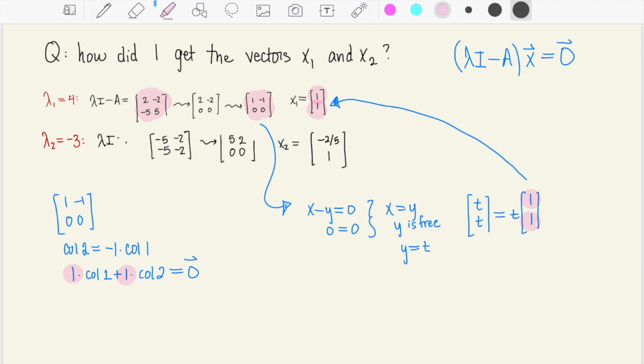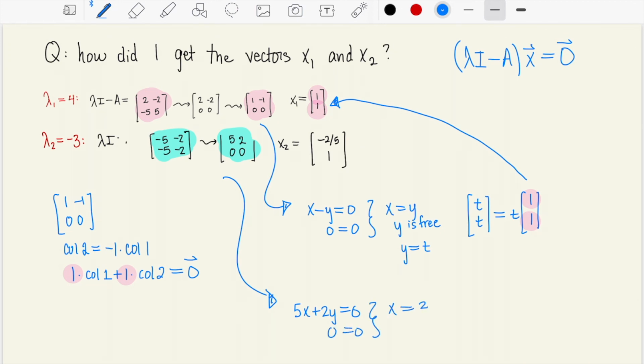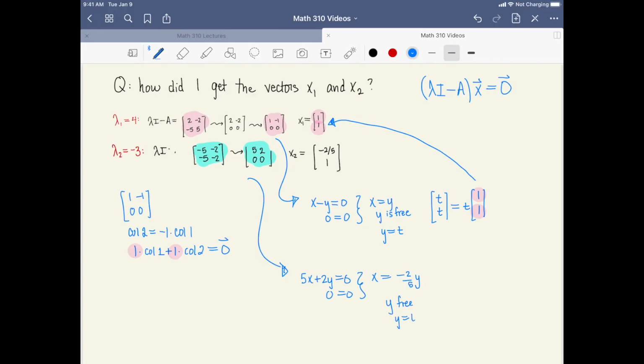Let's look at the second calculation as well. In this case, my matrix row reduces down to 5, 2, 0, 0. Again, I'm going to think about this as a system of equations. This tells me that 5x plus 2y is equal to 0, and 0 is equal to 0. And so now this tells me that x is equal to minus 2/5 y. And from here, I can name y, set y equal to t, and then I get out of this minus 2/5 for x, 1 for y, and that parameterizes the set of solutions, and this particular vector that shows up is the minus 2/5 and the 1 that I saw here.